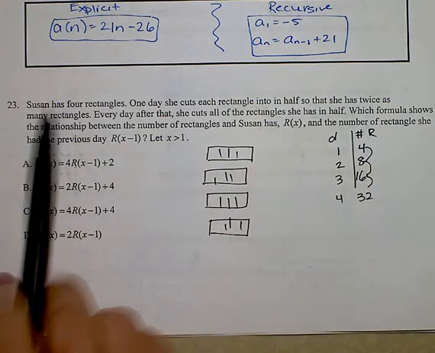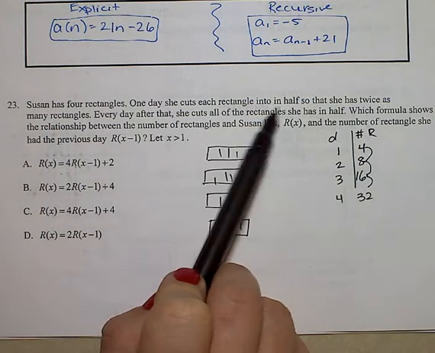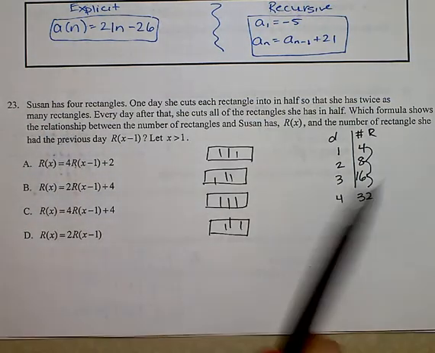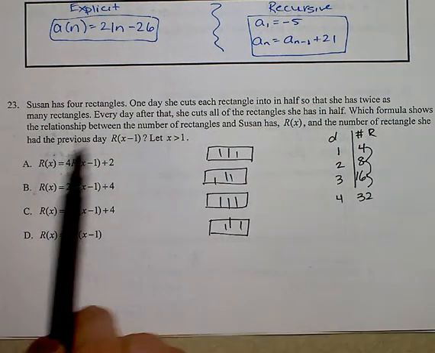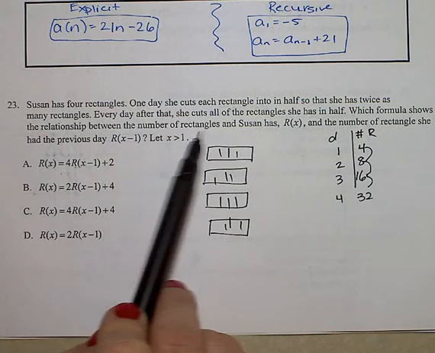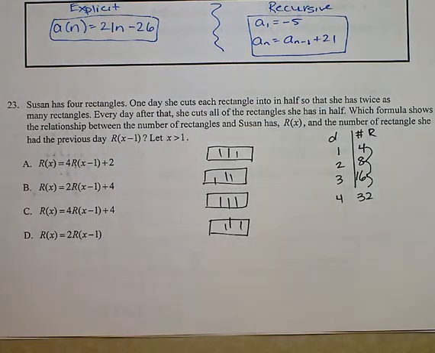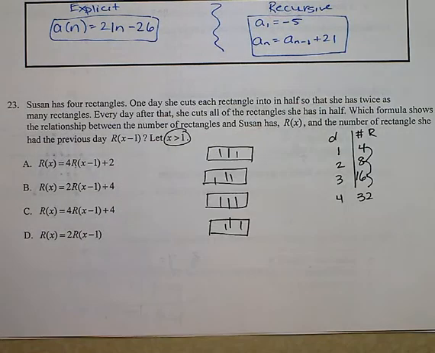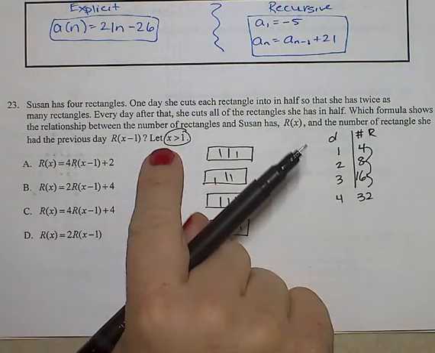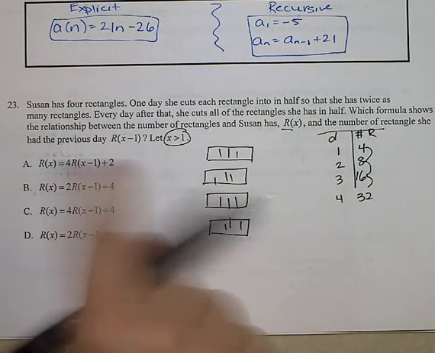Okay, now let's look over here. I'm going to read it once again. She has 4 rectangles. One day she cuts the rectangles in half, so she has twice as many rectangles. Each day after that, she cuts the rectangles in half. Which formula shows the relationship between the number of rectangles she has and the number of rectangles she had the previous day? I personally think it's easiest just to plug in numbers. So let's only calculate this after day 1, because x represents what here? This is the number of rectangles, and this is our previous.